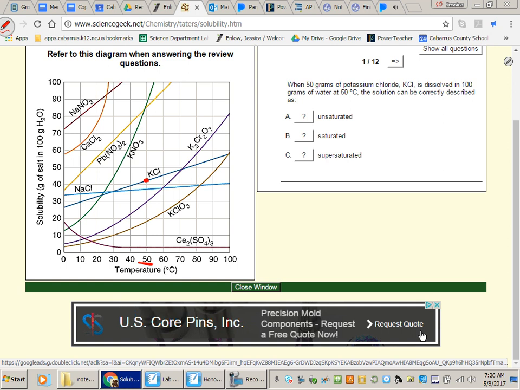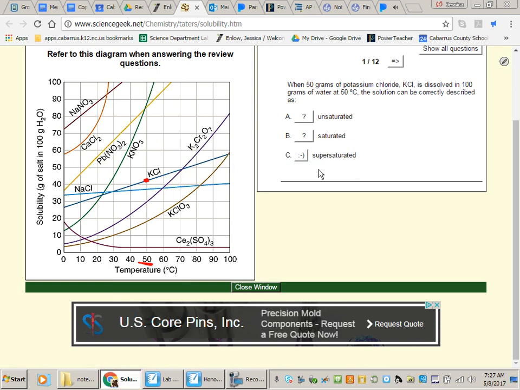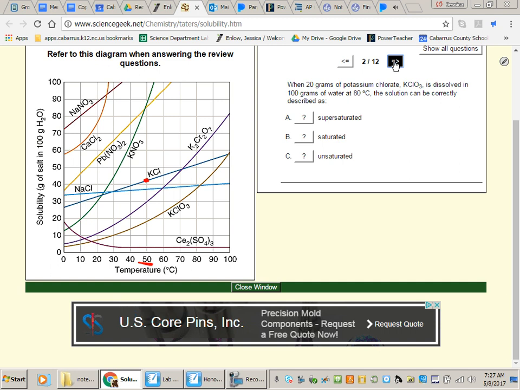If you have more than what the saturation point is, then you're in a supersaturated solution. If you have less than that, then it's unsaturated. So that should be what? That should be a supersaturated solution. Yay! We're at 100% so far, guys. All right, so let's look at this one.